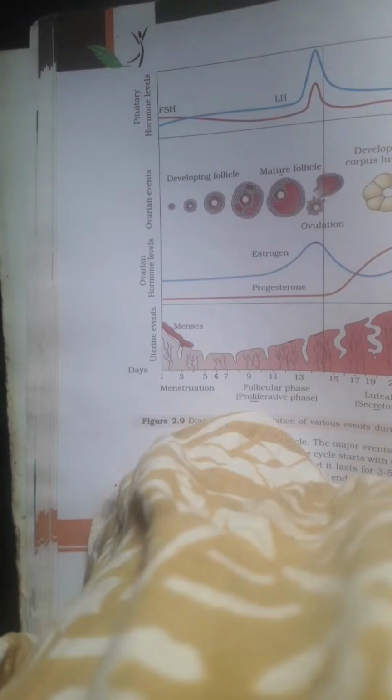So in the developing corpus luteum, then after the regression, the corpus luteum degenerates. Then all this endometrium, these blood linings, get degenerated, get ruptured, and in the form of menses, it continues with the menstruation again. So these are the uterine events, right? And these are the days. Three to five days, it's the menses, that is the menstruation phase. You see in here.